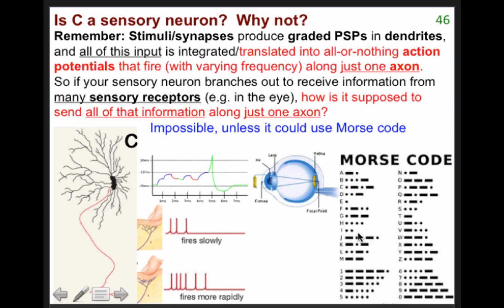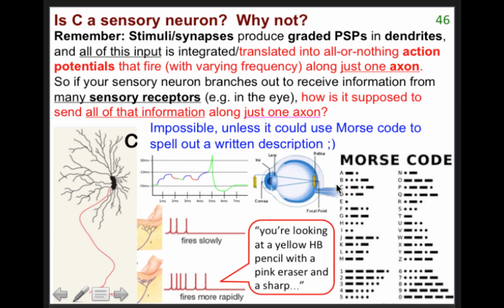Unless somehow it can spell it out in Morse code and describe what you're seeing, right? Unless you can Morse code your way to saying, you are looking at a yellow HB pencil, and so on, all right? So that's not going to happen.